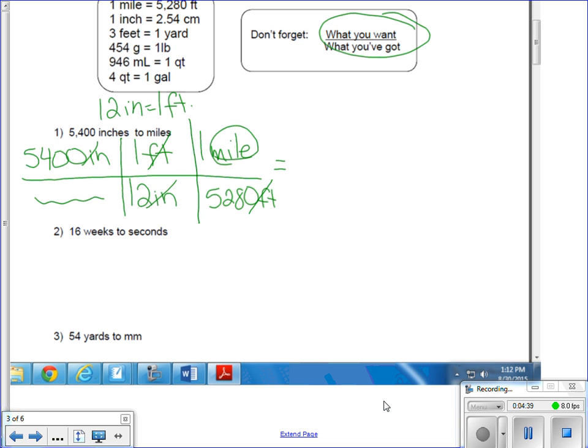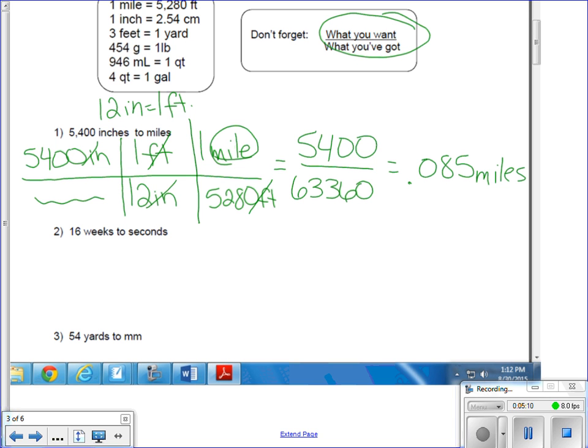So now you can get out your calculator, multiply your numbers across the top. So 5,400 times 1 times 1 gives me 5,400. Multiply your numbers across the bottom. So 12 times 5,280 gives me 63,360. So now I need to divide those two values, and I get 0.085, and make sure you write units. Miles, 0.085 miles.